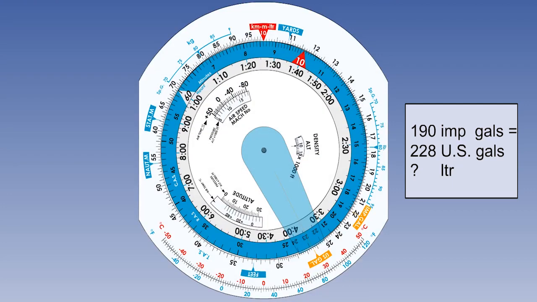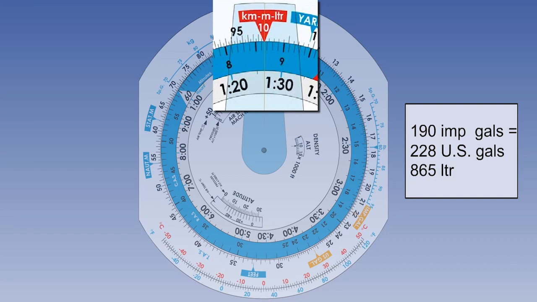Ensuring that the inner and outer scales remain in their relative positions, move the cursor until it's superimposed over the red km/m LTR index and read off 86.5. Our rough calculation indicates that the answer will be 865 litres.